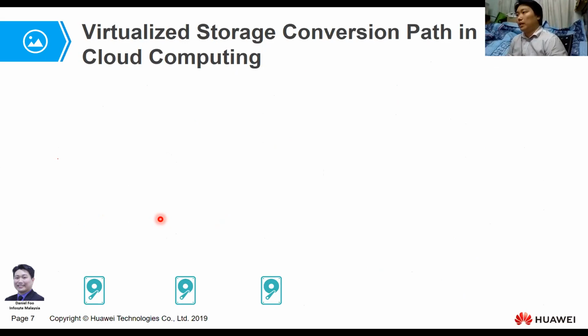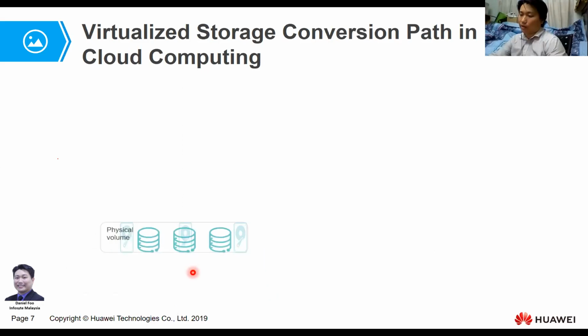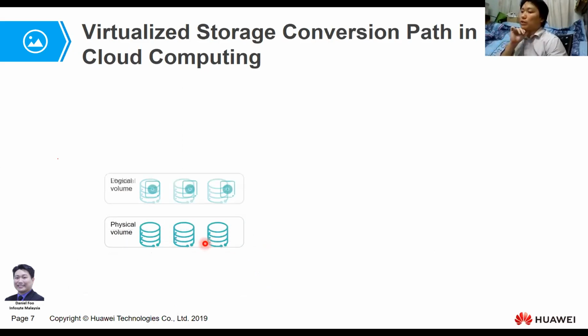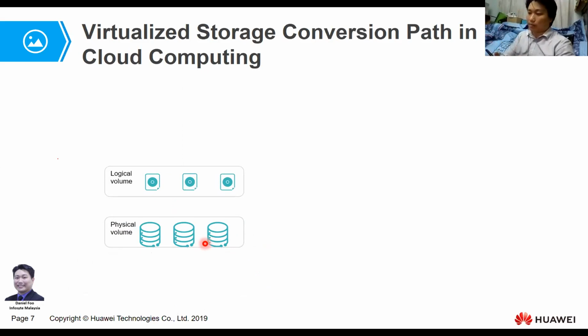Next will be the conversion path in cloud computing. You will see here on your storage device, you have physical drives. Either you configure a RAID group with RAID configuration, or some distributed storage uses a replication method to replicate your data copies. And these disks will be combined into a volume. Then the volume can be divided into logical divisions, for example, so that you can have smaller volume and LUN resources.